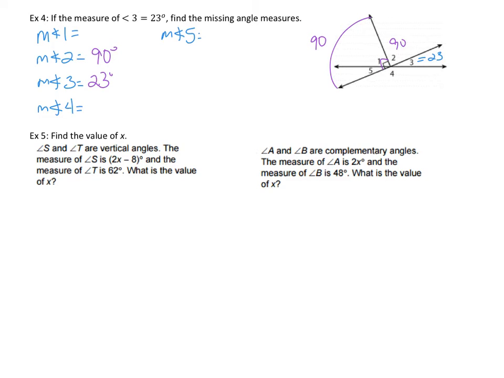One big thing that you're going to use is that angle 5 and angle 3 are vertical angles. And we know that vertical angles are congruent, so that would be 23 degrees. Now, because we know that our angle right here is 90 degrees, we can take 90 minus 23 and we get 67. Lastly, we know that this whole side is 180 degrees because they're supplementary or linear pair. So we can take 180 minus the 23 and we get 157 degrees for the last missing angle.